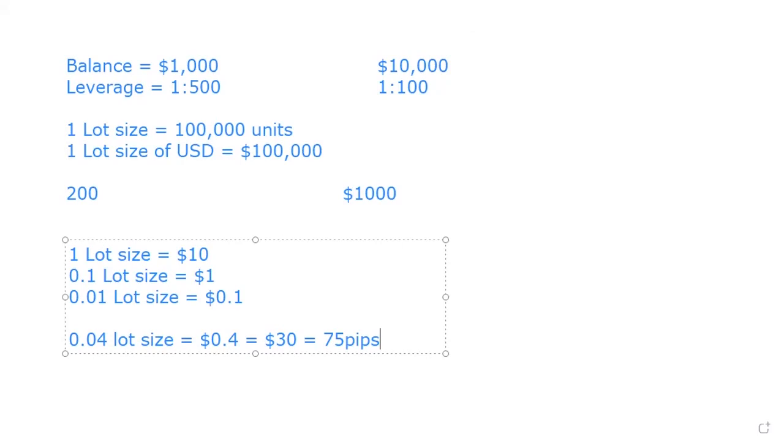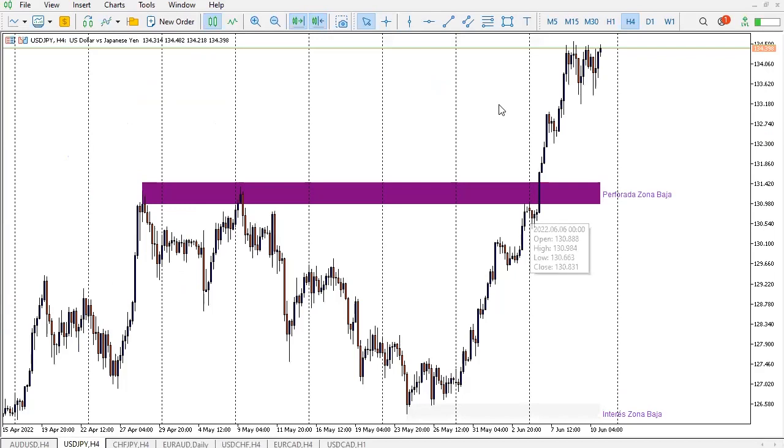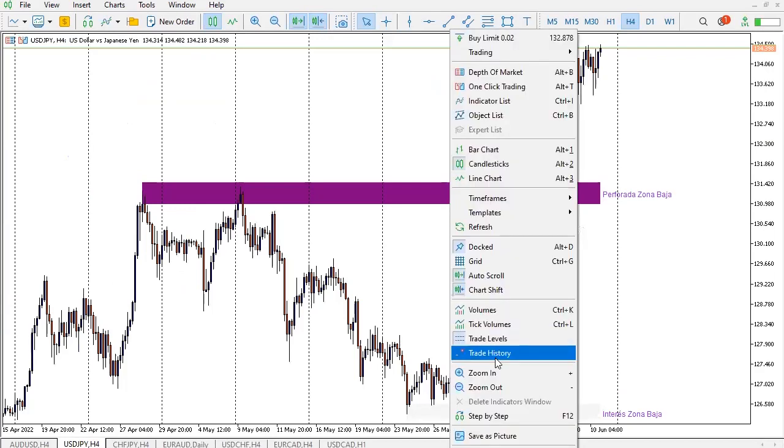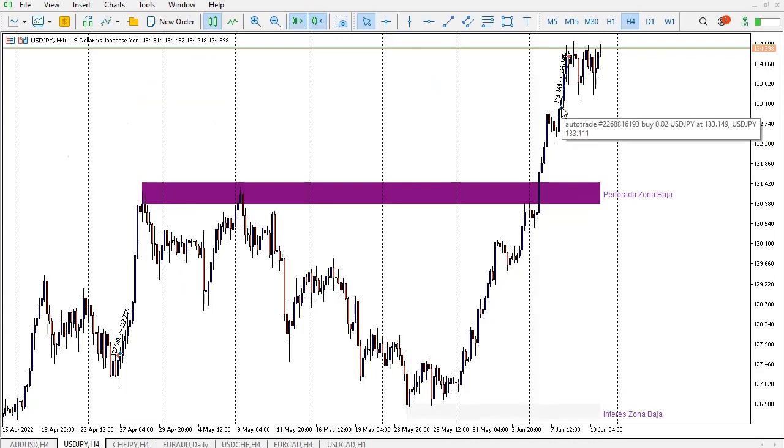So this is my chart. This is USDJPY. Let me show the trade history. I entered the trade here and I closed it here. So you can see I'm entering and closing at the right place, the right time. That's how you trade.